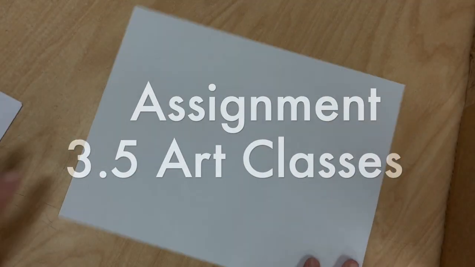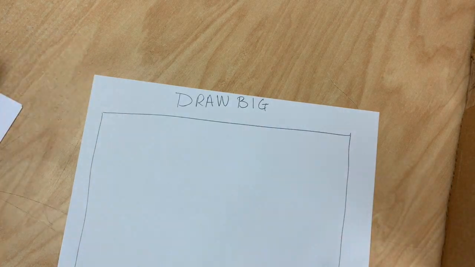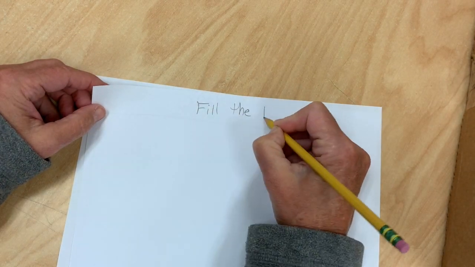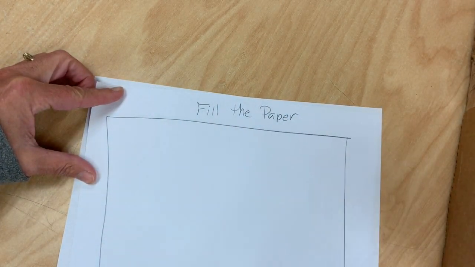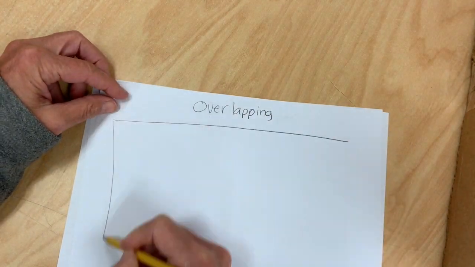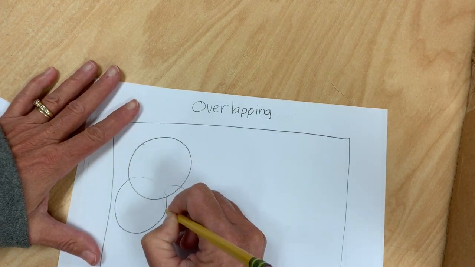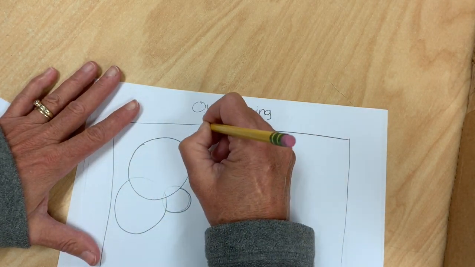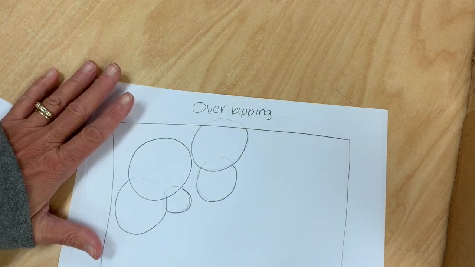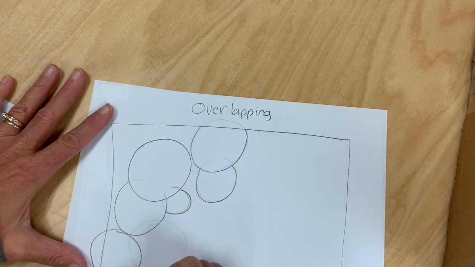This assignment will last for about 3.5 art classes. You're going to take your printer paper, if you can find it. If not, use the line paper, but I prefer the printer paper. Label each one of the pages with the technique that you're going to demonstrate and create a rectangle on there, which represents the page. You're going to do this for each one of the techniques, so you will end up with 6 pieces of paper.